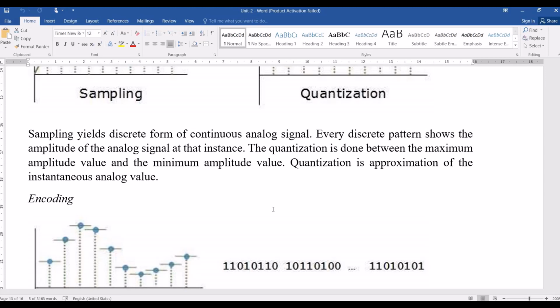Every discrete pattern shows the amplitude of the analog signal at a distance. This quantization is done between the maximum amplitude value and the minimum amplitude value. Quantization is an approximation of the instantaneous analog value. So from the analog value we get the quantization coding values. These are the instantaneous values.